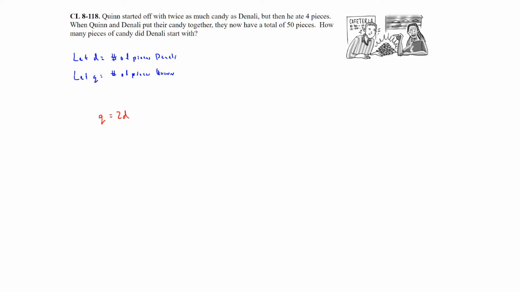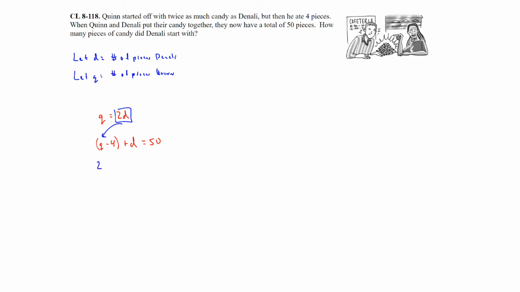Once he ate 4 pieces, they had a total of 50 pieces. So, who ate the 4 pieces? Quinn. So Quinn ate 4 pieces, and now Quinn has 4 less pieces. So if you take that plus Denali's, we should get a total of 50 pieces. So we're able to set up a system, and then we can use substitution to plug in 2D for the variable Q in the second equation.